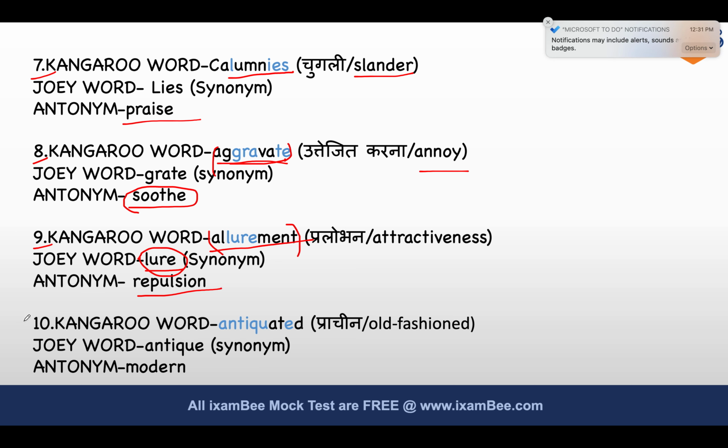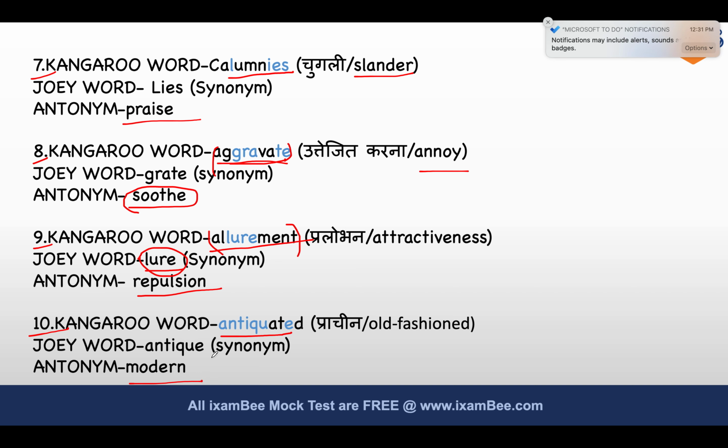Okay, let's take a look at the last kangaroo word, antiquated. Now the word antiquated means old fashioned, right? Now we have to look for a synonym. The synonym is hidden right here, antique. Antique has the same meaning as the original word antiquated, right? Now what is the opposite of something that is old fashioned? Obviously something that is new, that's modern, that's recent. So the antonym of the word can be modern, right?